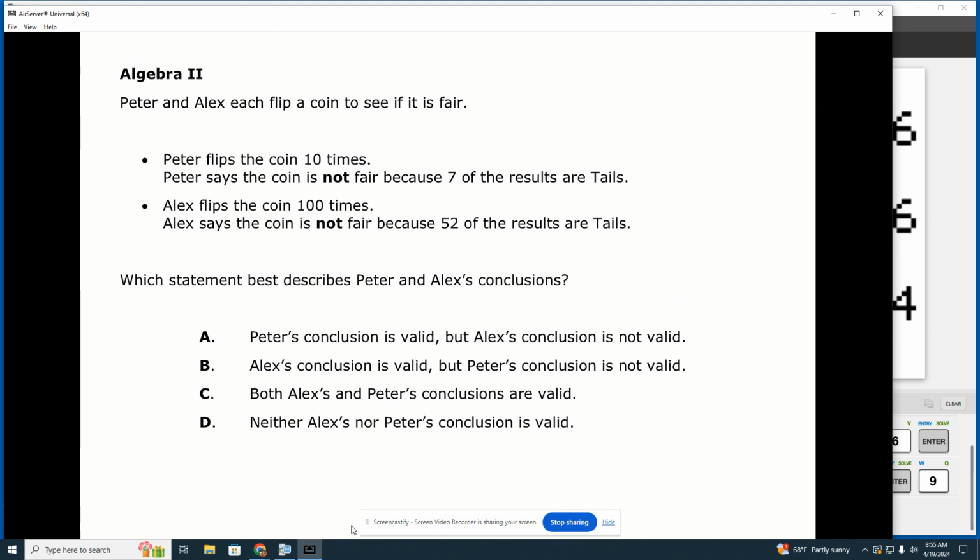Next, Peter and Alex each flip a coin to see if it's fair. Peter flips the coin 10 times. Peter says the coin is not fair because 7 of the results are tails. Alex flips the coin 100 times. Alex says the coin is not fair because 52 of the results are tails. Which statement best describes Peter and Alex's conclusion? Well, think about this. They're flipping a coin. Now, from a theoretical probability, doesn't 7 seem a little high? Now, 52 out of 100, that seems almost dead on. 7 out of 10 does seem a little high, but listen, you're flipping a coin.